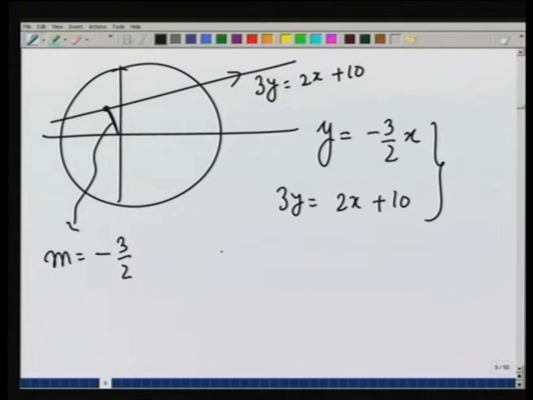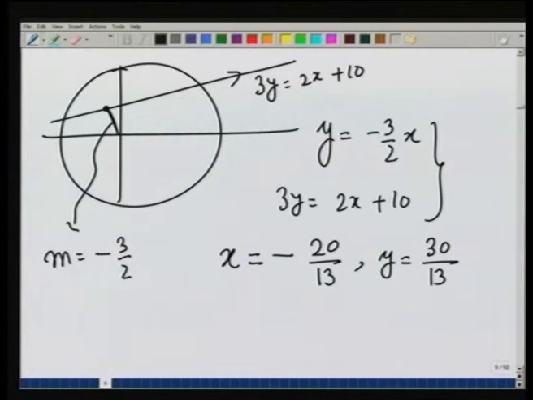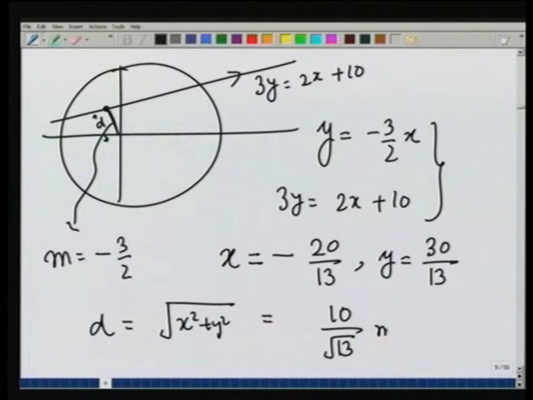You work it out and you will find that x comes out to be equal to -20/13 and y comes out to be equal to 30/13. And therefore, this distance d perpendicular from the origin or the axis of rotation to the force line is going to be equal to square root of x squared plus y squared, which will be equal to 10/root 13 meters.